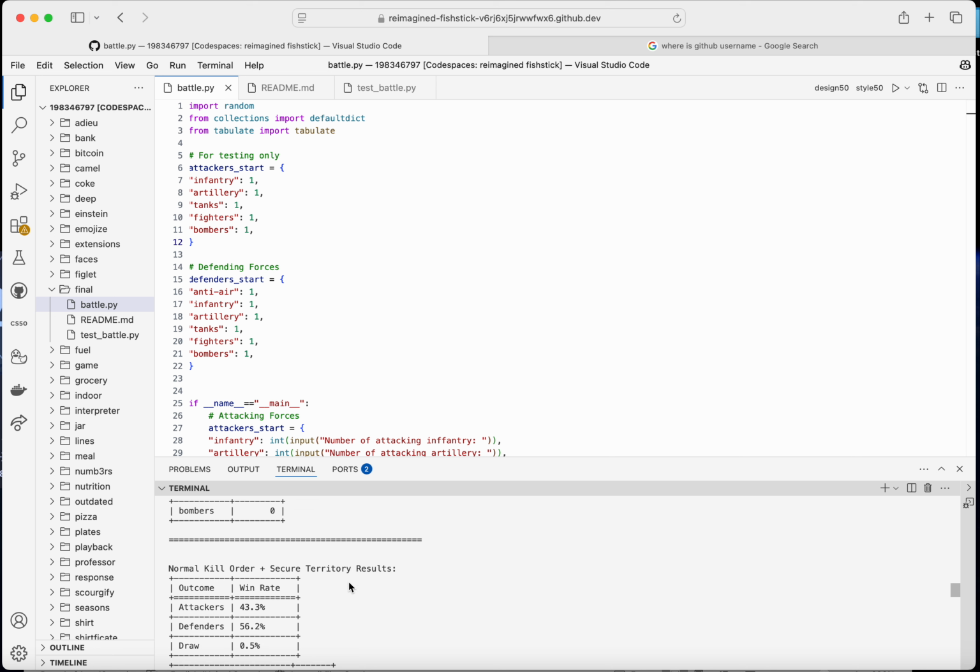The next option after that is being called normal kill order and secure the territory. So this is the defender removing the lowest cost first, but the attacker now is going to remove the lowest cost first until they only have 1 land unit remaining, at which point they will start to remove those air units with the hopes of securing the territory at the end of the battle, because you need a land unit remaining in order to secure the territory, meaning they might have to remove some fighters or some bombers, which are much more expensive, but if their ultimate goal is to secure the territory, that's what will be necessary.